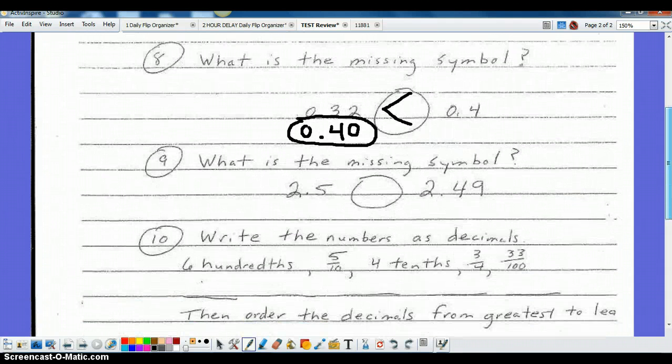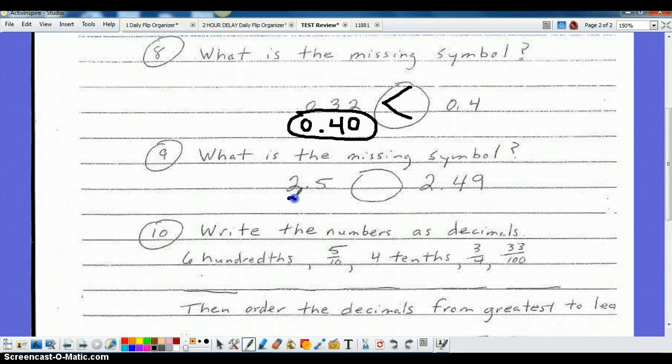Again, what's the missing symbol? I've got to rewrite everything. And then if I have a hole, which I do in this case, I fill it in. Because many students would have said, oh, 49 is bigger than 5, but 50 is certainly bigger than 49, which means 2 and 50 hundredths is bigger than 2 and 49 hundredths, or 2 and 5 tenths is the larger number, because, again, from left to right, we're increasing.